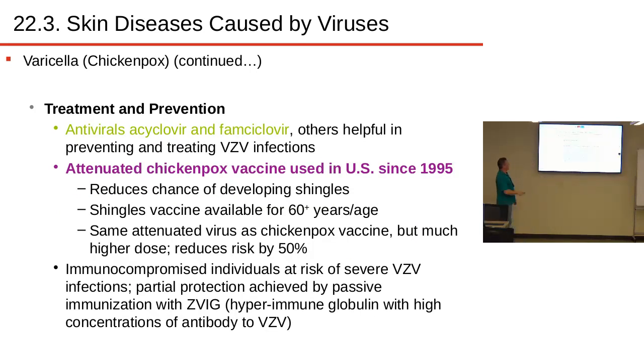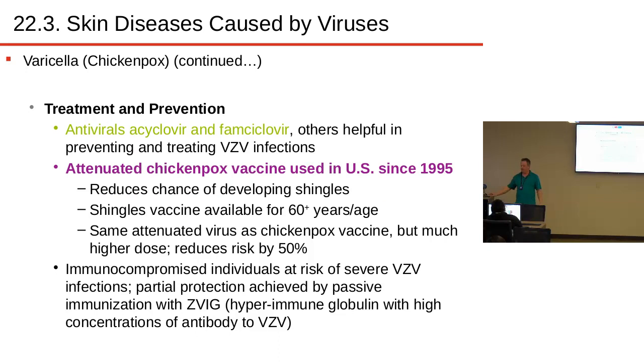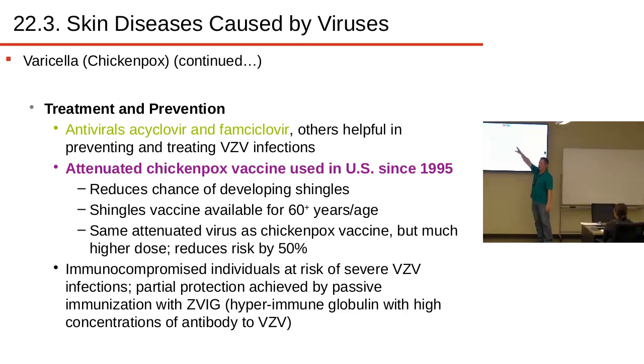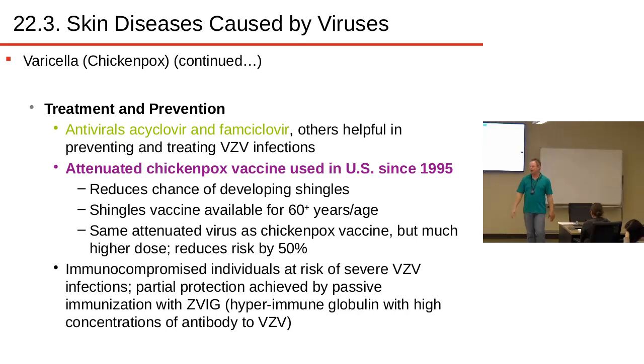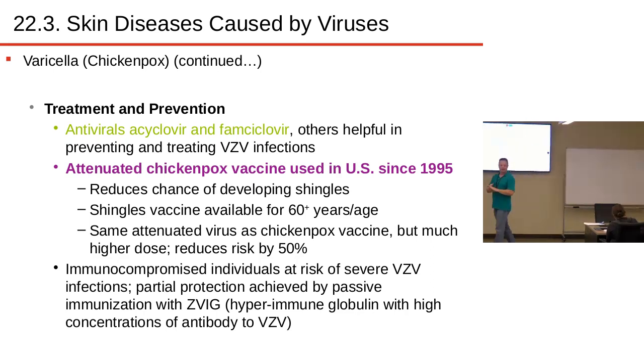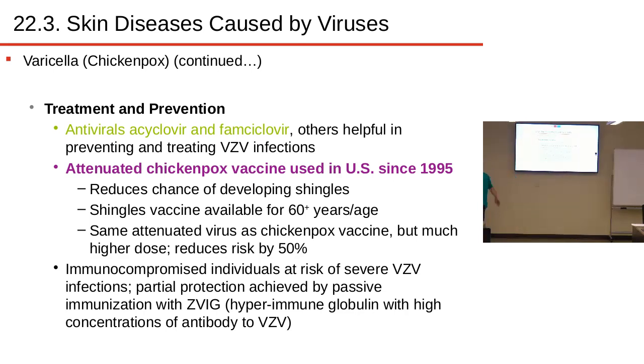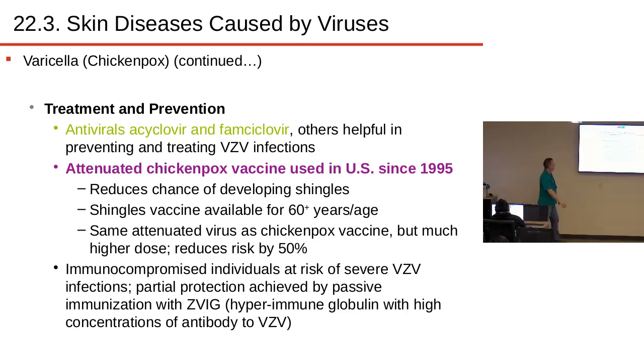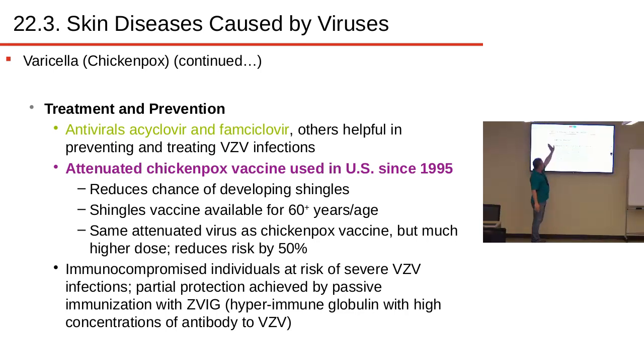So treatment, these are two medicines that came out just recently. I wouldn't say recently, but maybe in the last 20 years or so. Acyclovir and famciclovir. These are two very effective antiviral drugs used not only for chickenpox, but also for people that have genital herpes and cold sores. These three can be effectively treated with acyclovir, and to a lesser extent its cousin, famciclovir. And we have the vaccine, which is an attenuated chickenpox.